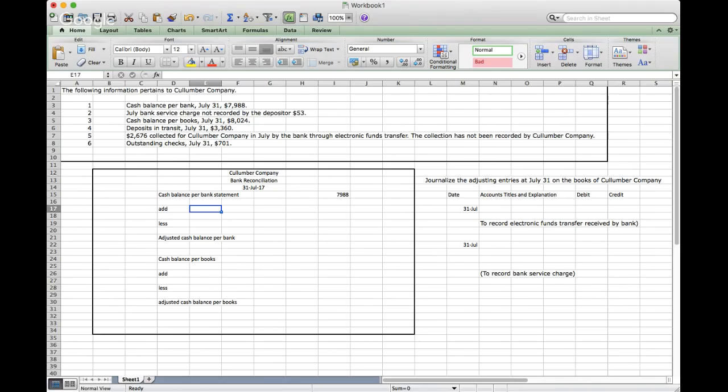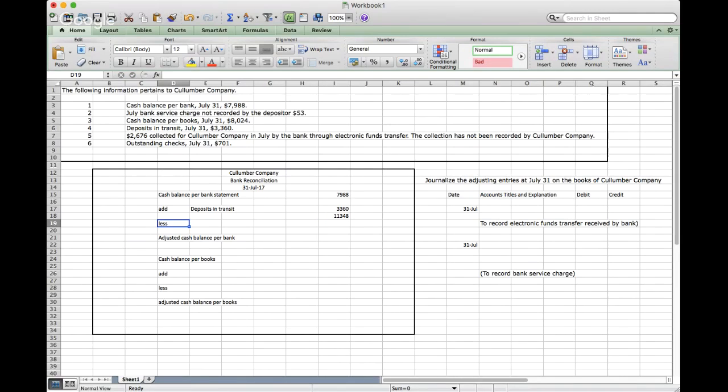So we have add, and then we see that is 3,360, and that's right here, number 4. So we're going to write that in. And we're going to add those together. 11,348. And then step 2 is subtracting outstanding checks.